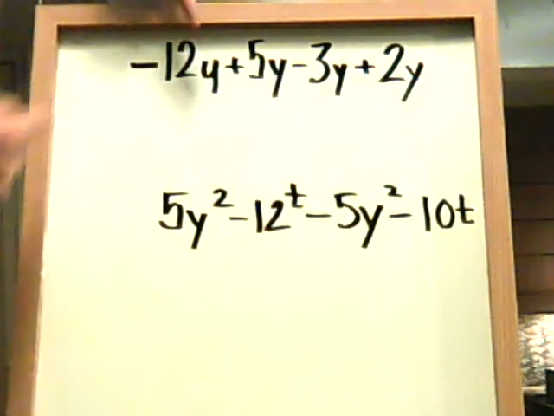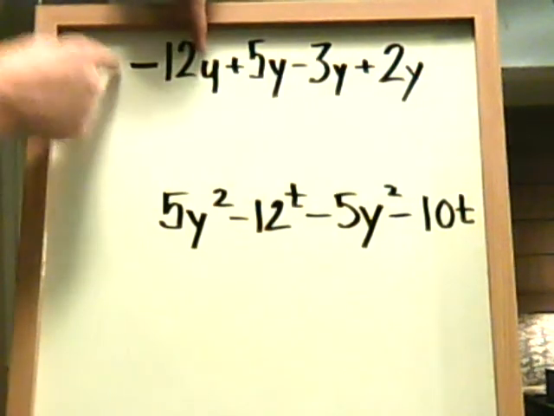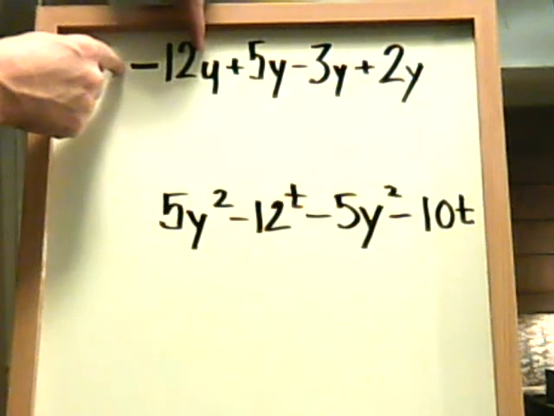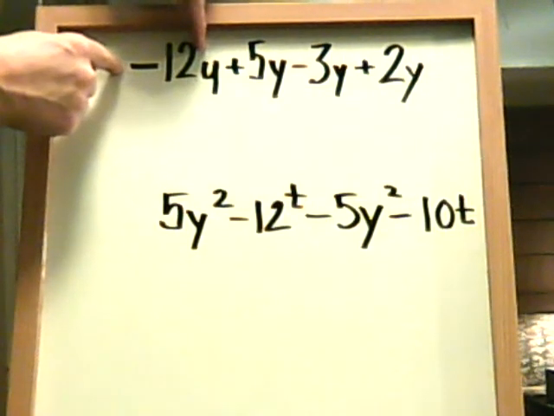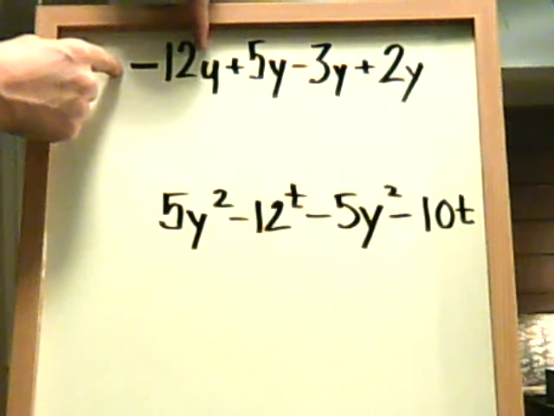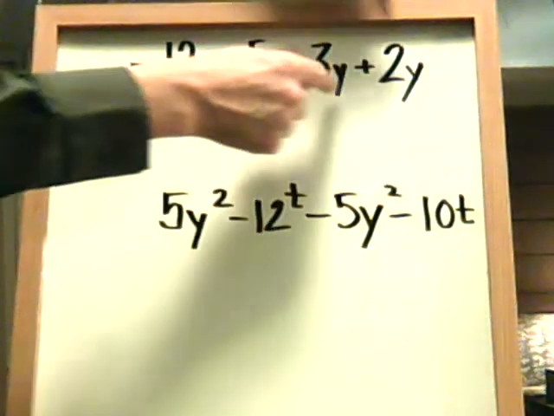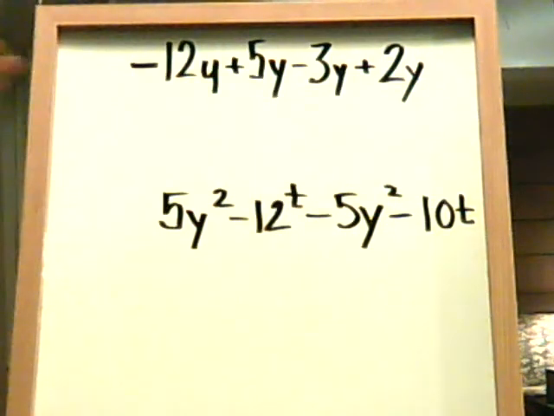What people get confused by is they think that like terms has something to do with the number on the front of the variable. It's called the coefficient, and really it has nothing to do with that at all. So negative 12, positive 5, negative 3, positive 2, they're very different from each other. It doesn't matter. These are all like terms. Now you could circle the whole thing, but I'm not going to do that here because it would just make a big mess of things.